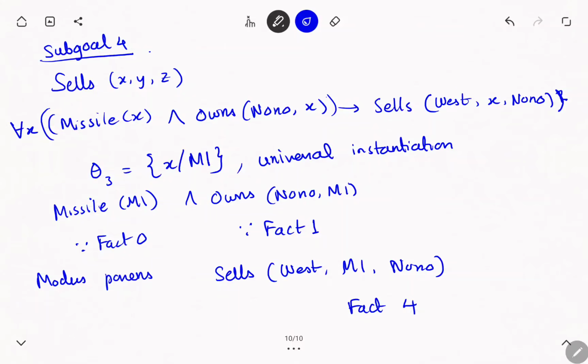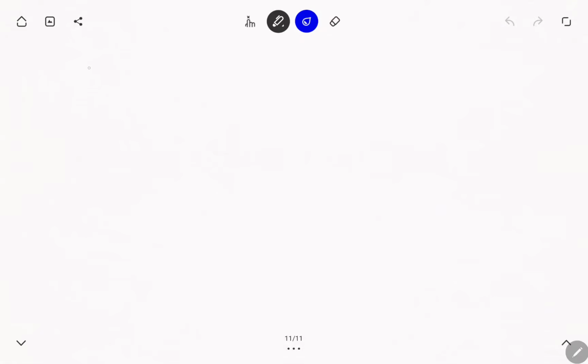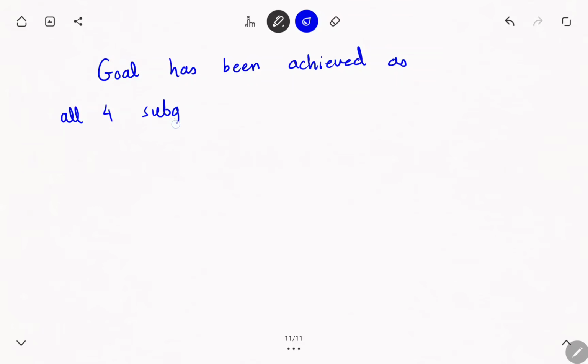Okay, so therefore, as we have proved all the 4 sub goals, therefore the goal has been proved, goal has been achieved, as all 4 sub goals were proved.